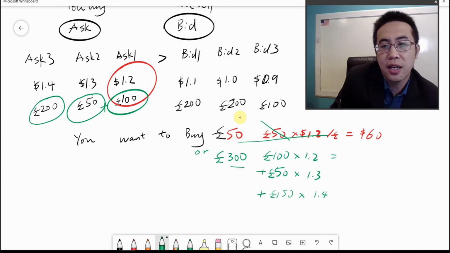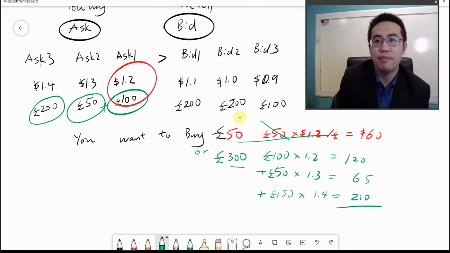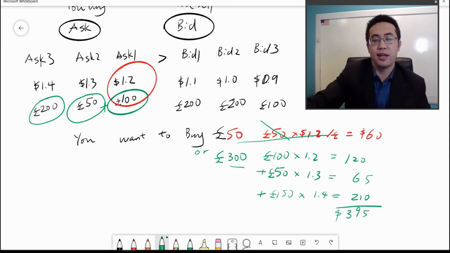And then you will do the calculation. That's 120, and this is 65, and this is 210. All right. So eventually, after dealing with 3 banks, you are paying $395 US. Okay. So that's how we play the game.